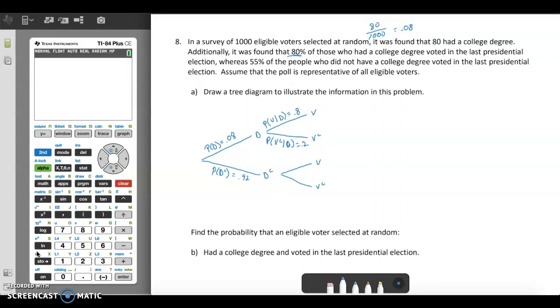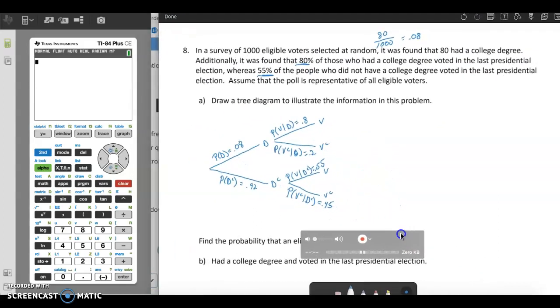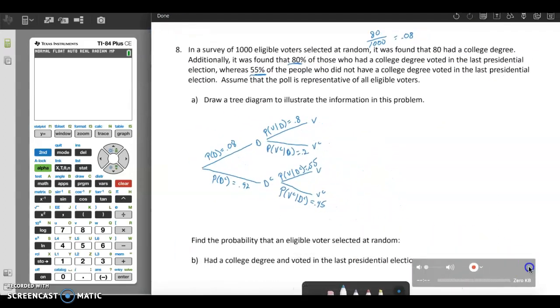And then we're told that 55% of people who did not have a college degree voted. So that gives us our next branch, the probability that they voted, given that they do not have a degree, was 0.55, which means that this last branch, the probability that they did not vote, given that they do not have a degree, is 0.45. And then what we can do, now that we've got all of our branches labeled, is we can go through and we can actually label the intersections off of the end.